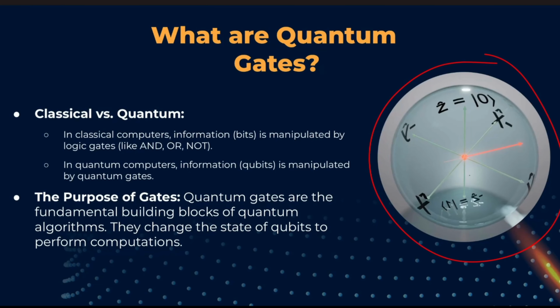These quantum gates are the fundamental building blocks of quantum algorithms. By applying a sequence of these gates, we guide qubits through carefully designed state changes that allow quantum computers to perform computations that would be extremely hard or even impossible for classical machines. So in short, classical gates manipulate bits, while quantum gates manipulate qubit states.